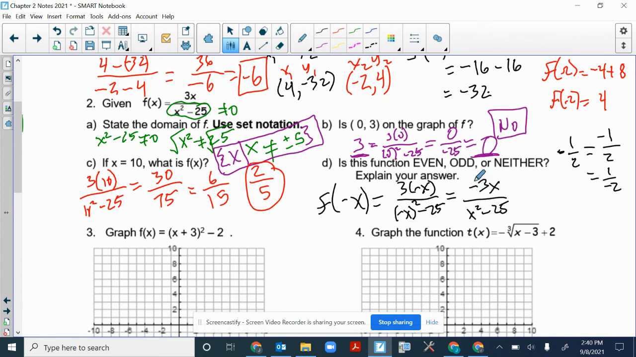And that's what happens here, right? The numerator is the opposite of what we started with. The denominator is exactly what it started as. So we had x squared minus 25. So in this case, we get odd. Okay, and remember, if it would have stayed exactly the same, so both top and bottom, if when you simplify it, it stays exactly as the original equation, it's even, and then if neither of those things happen, then it's neither.